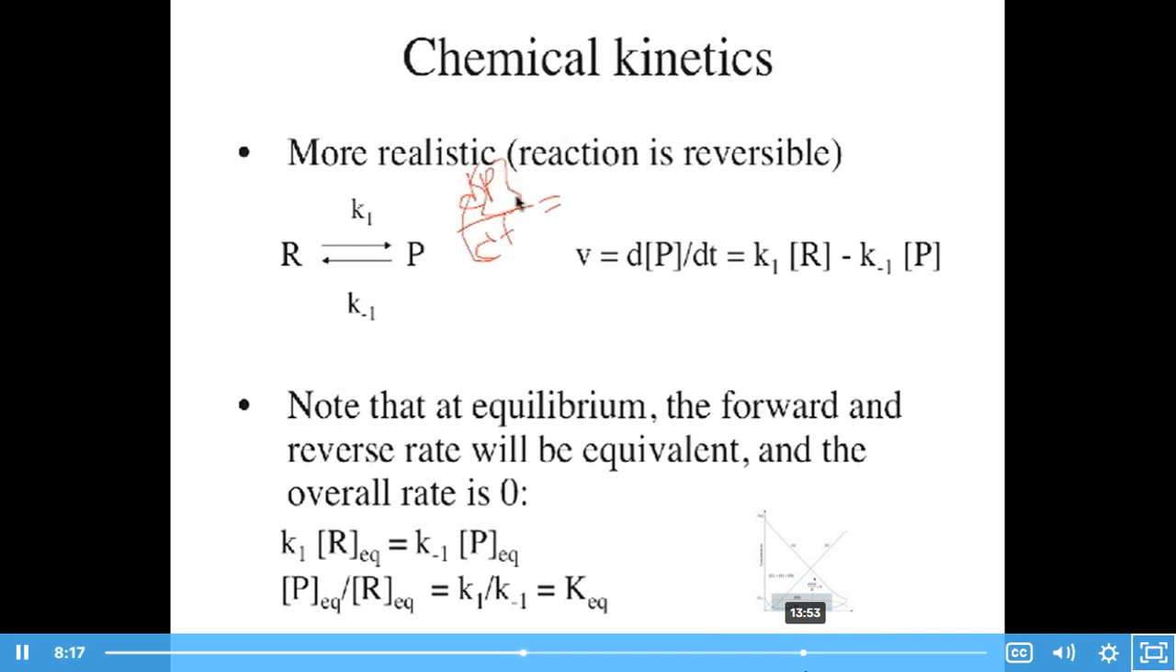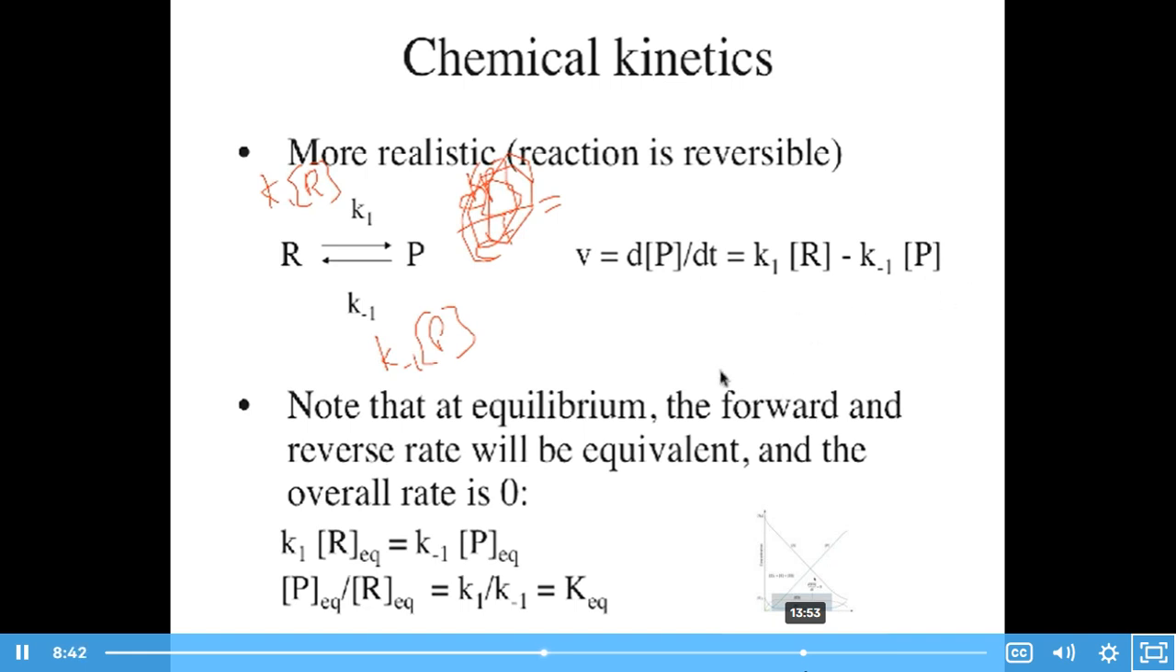Actually, wait a minute. So this rate here is just going to be k1 times the reactant concentration. So the rate of reactant going to product is k1 times reactant concentration, and the rate of product going to reactant is just going to be k minus 1 times product concentration. So the overall change in product is going to be the rate of forming product minus the rate of product going back to reactant.